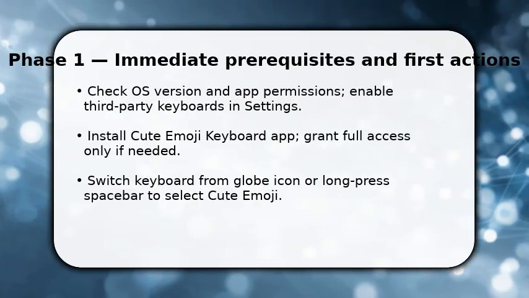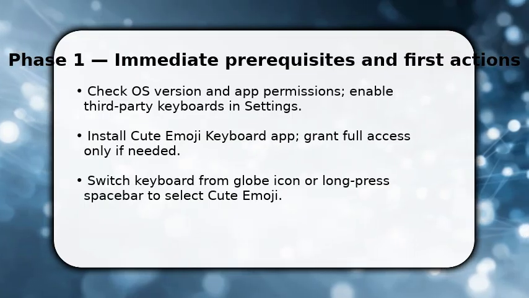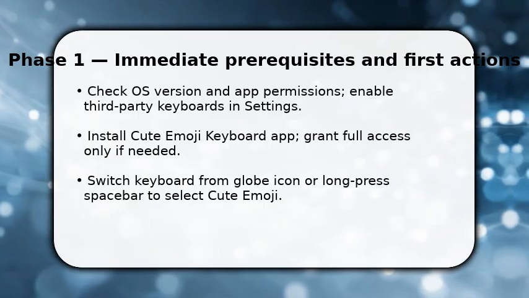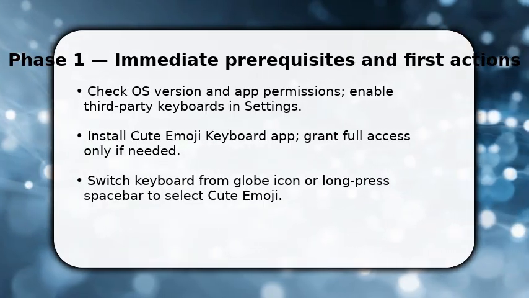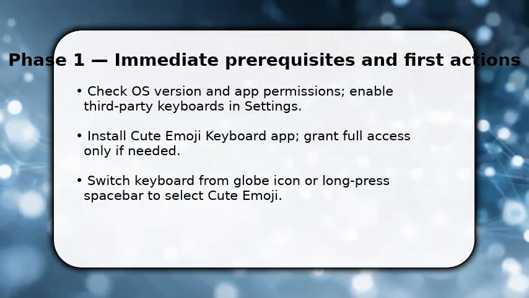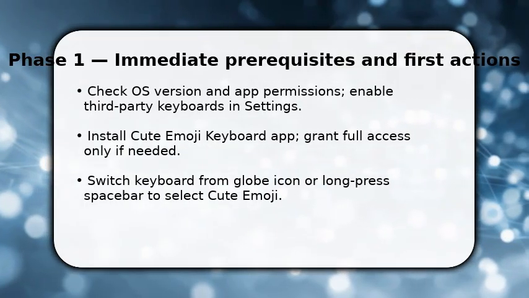You start by enabling and selecting the keyboard so you can type immediately. Open Settings, confirm OS compatibility, and install the cute Emoji keyboard app. Once installed, tap to enable it in Keyboards and allow necessary permissions. Make sure to read the access prompt.